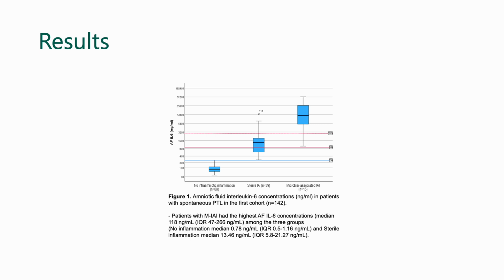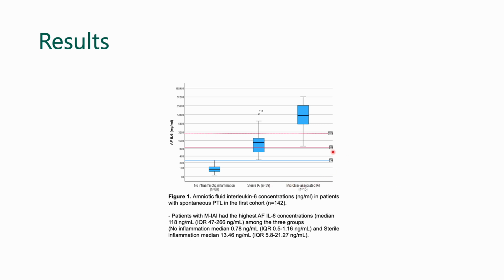This figure is showing the amniotic fluid IL-6 concentrations in patients with spontaneous preterm labor in the first cohort that included 142 patients. Patients with microbial associated intraamniotic inflammation had the highest amniotic fluid IL-6 concentration, with a median of 118 nanograms per milliliter, compared to the other two groups of no intraamniotic inflammation or sterile inflammation.